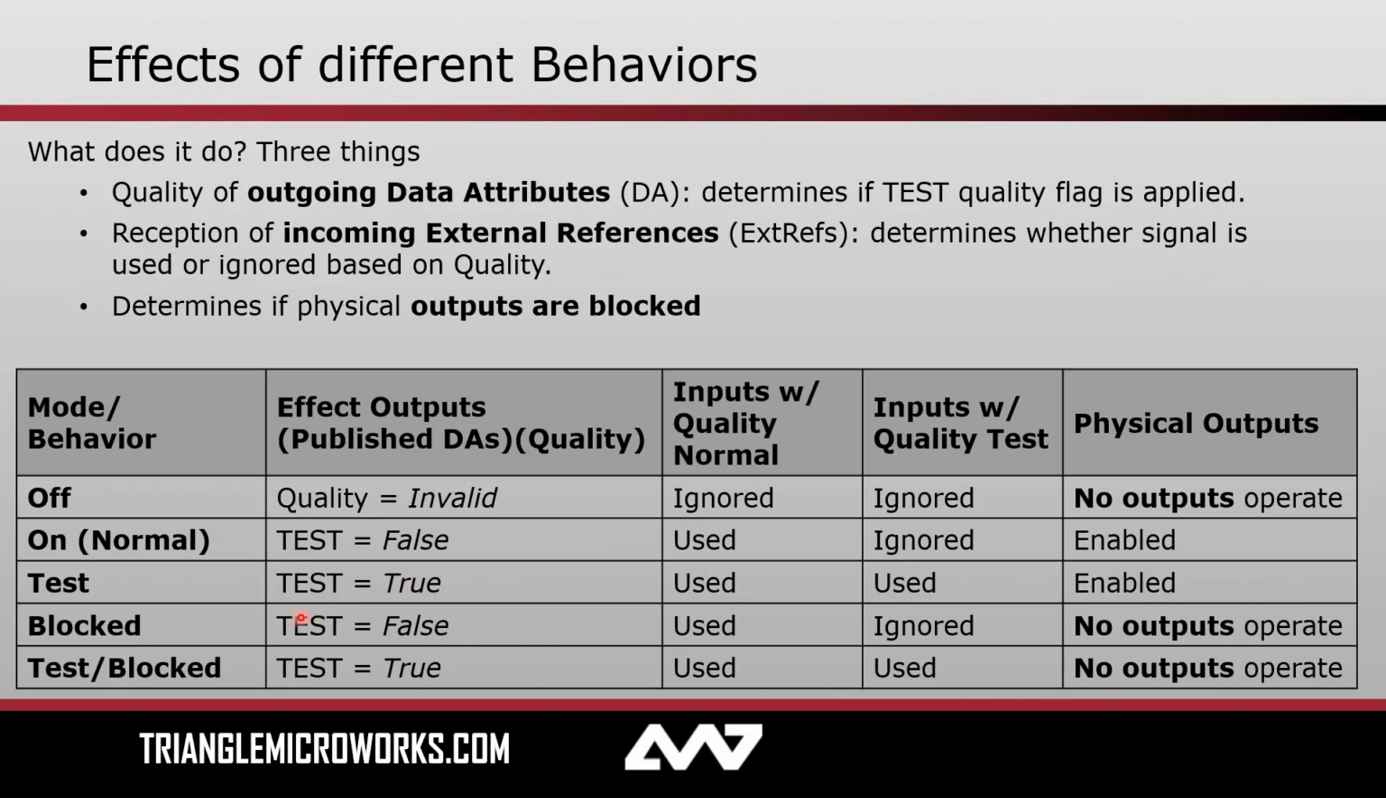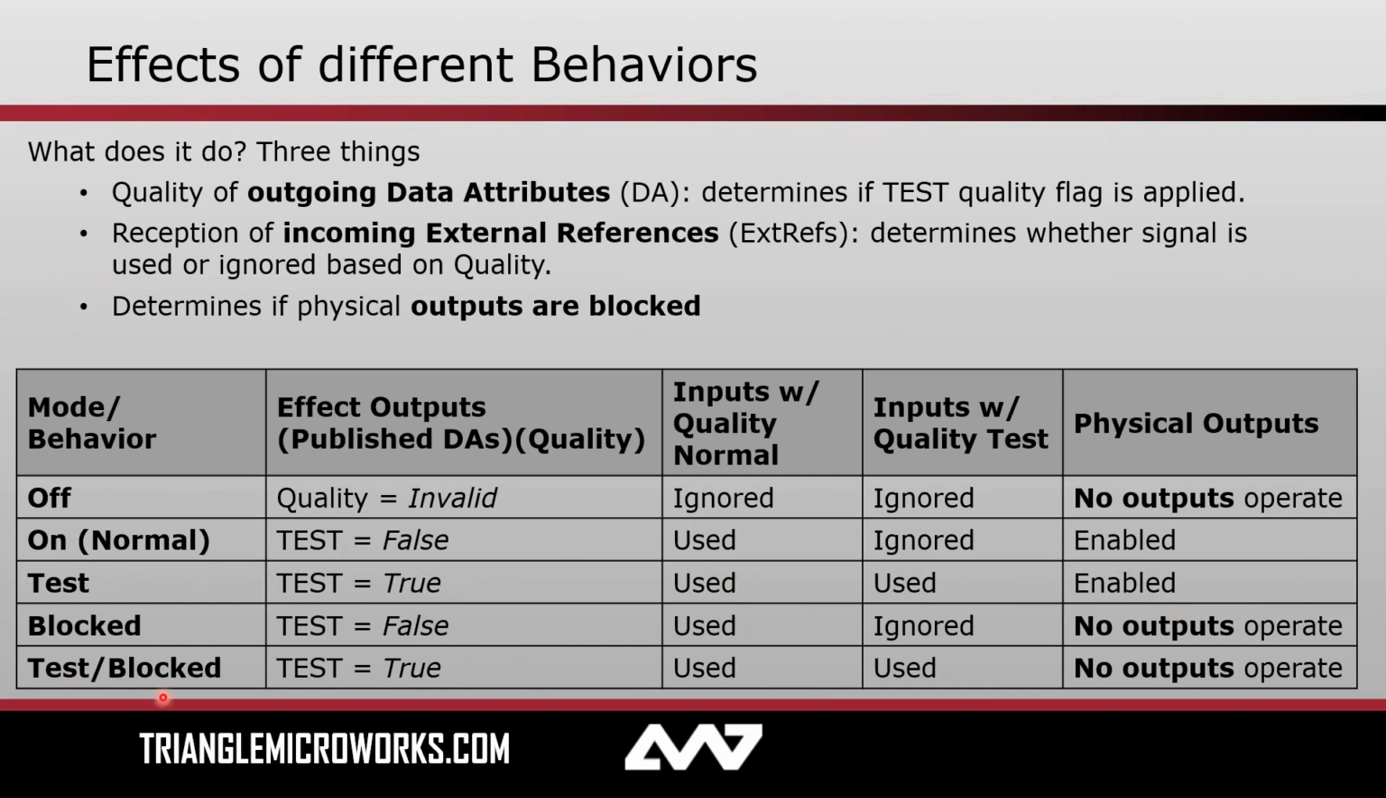In contrast, if I am in blocked, not test blocked, but just blocked, then I don't make any changes to my quality. At this time, there is not a blocked quality, although that might change in the future based on addition to the standard. I do continue to use inputs which do not have the test flag set and ignore those which do have it set. However, the key difference here, what blocked means, is that I do not actuate my outputs.